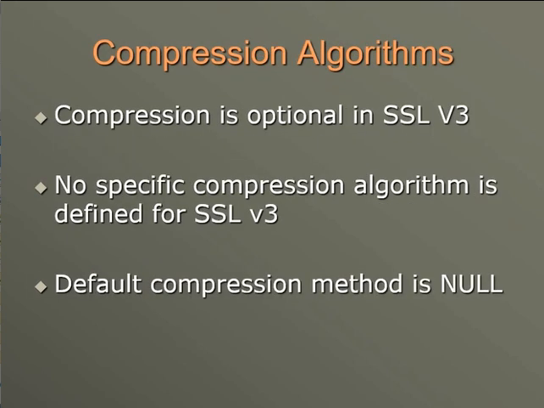And next is the compression algorithms used in SSL. As we have seen before, compression is an optional service provided by SSL version 3. No specific compression algorithm is defined for SSL version 3. Therefore, the default compression algorithm is null. However, the system can use whatever compression algorithm is desired.